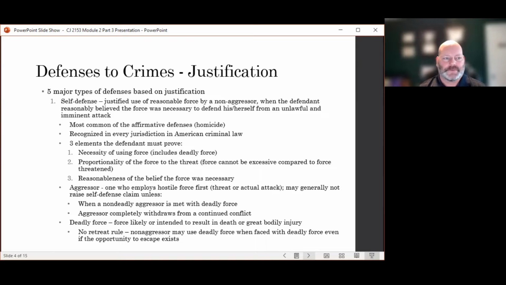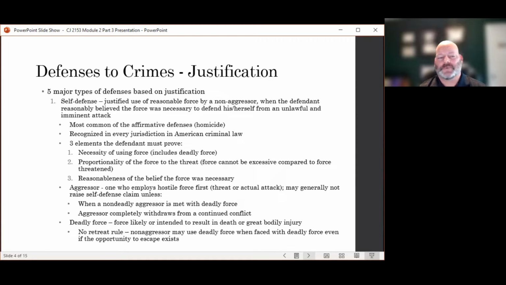But there are three elements the defendant must prove: that there was a necessity of using the force, including any deadly force, the proportionality of the force to the threat, the force cannot exceed the force threatened, and then finally, reasonableness of the belief the force was necessary.